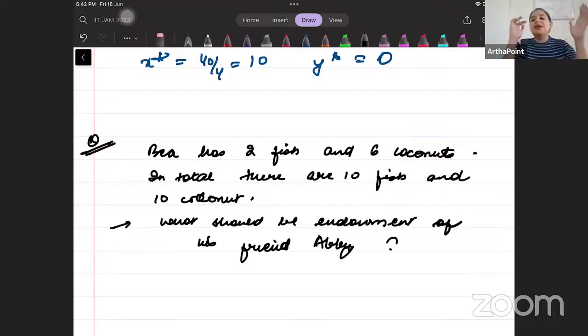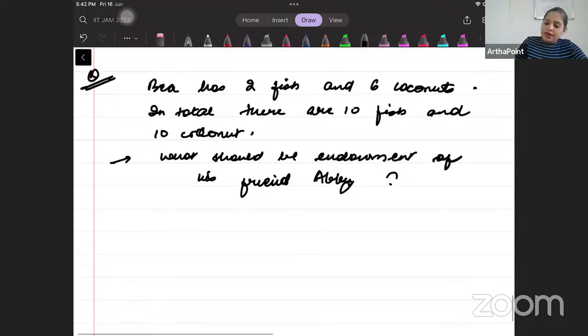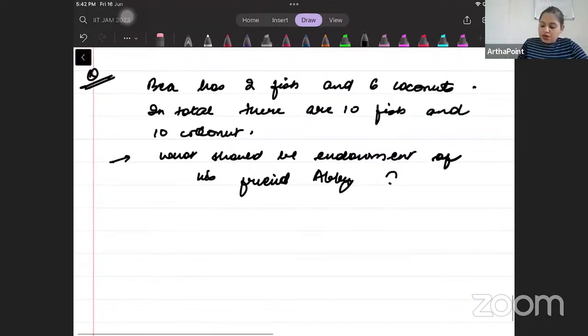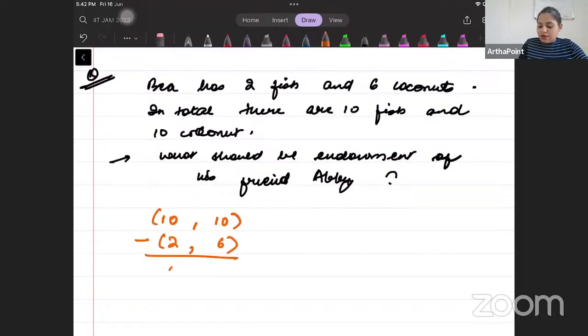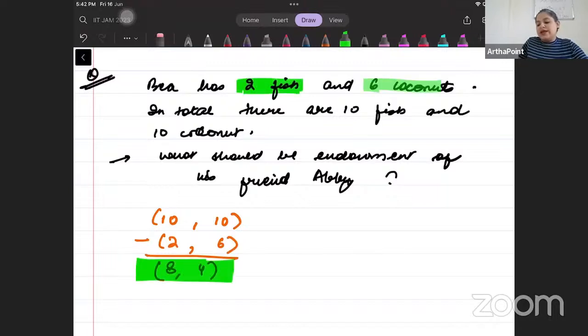There are 2 people, B and AB. B has 2 fishes and 6 coconuts. Totally in the market, there are 10 fishes and 10 coconuts. So very simple. How much should AB have? It should be the total market, whatever the market has, less whatever B has. So this is going to be 8, 4. So, beta, AB will have 8 fishes and 4 coconuts. That is what AB is going to have, right?